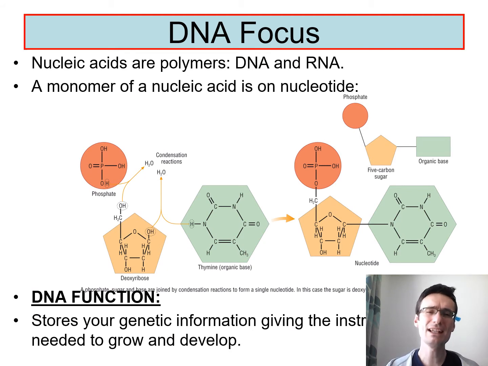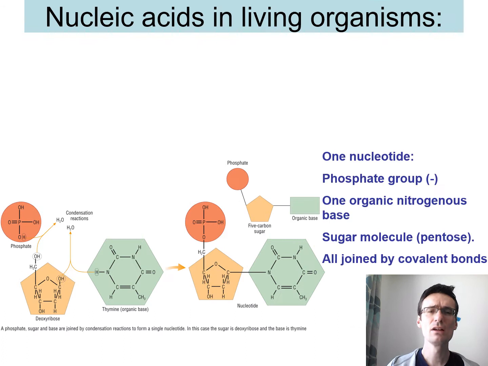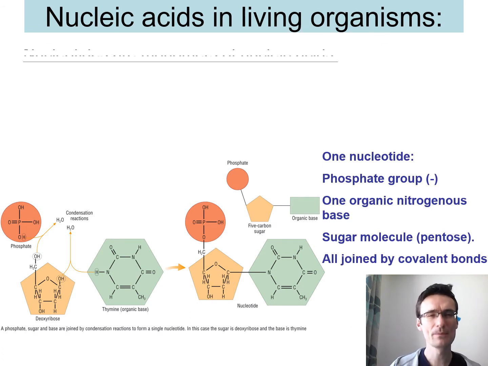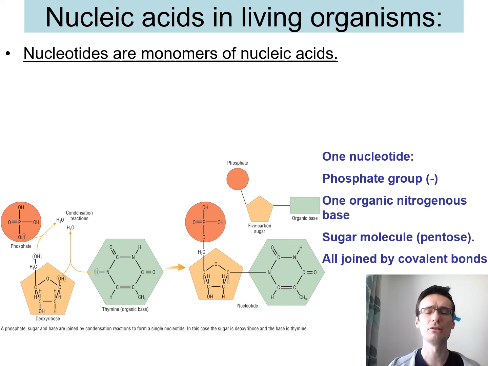The function of DNA effectively is that it stores your genetic information. It's a long chained molecule storing all our genetic information, which allows us to grow and develop and controls everything our cells do. A nucleic acid is a polymer, a long repeating unit. DNA and RNA are nucleic acids made up of monomers called nucleotides.